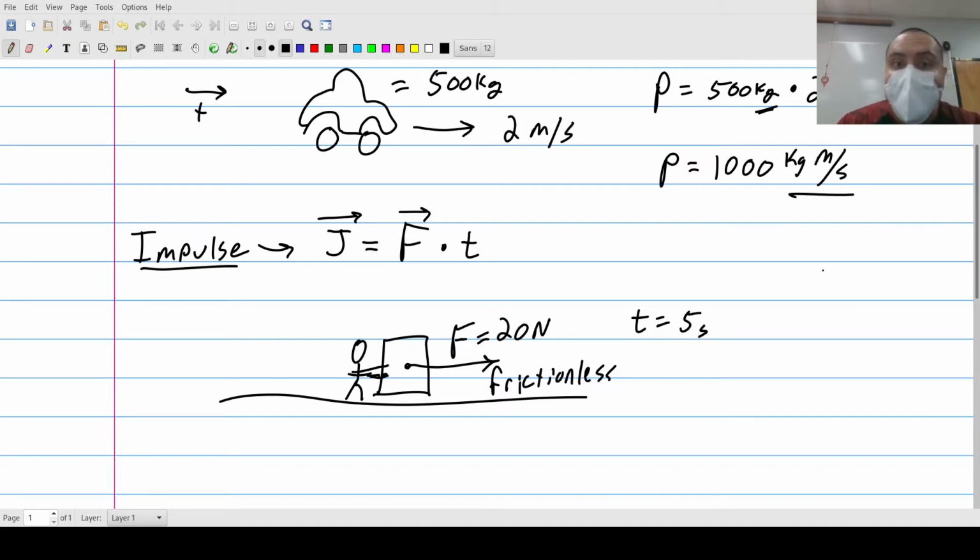Well, how much impulse did you deliver to that box? J is going to be equal to its force times time. Again, I need to think about my positive and negative. I'm going to call to the right positive again because that's the way we're pushing things. So J vector is going to be equal to the force, 20 newtons, times the time, 5 seconds. 20 times 5 is 100 newton seconds.